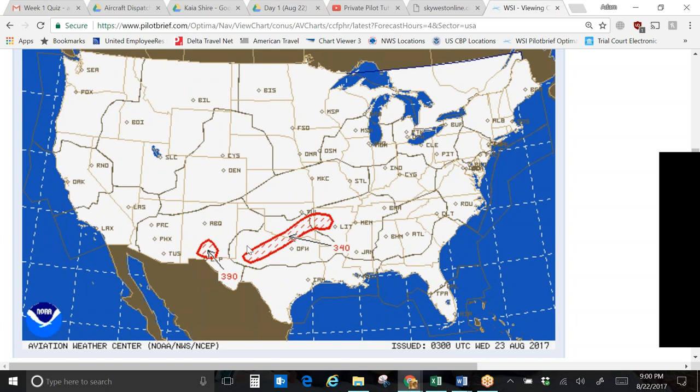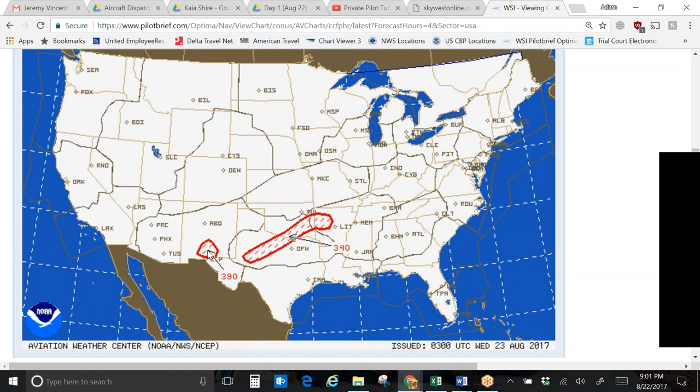So if you were routing a plane through that area, you would know that the expected top of those clouds is 34,000. So if your plane is capable of flying higher than that, you may be able to just fly over it instead of needing to fly around it.